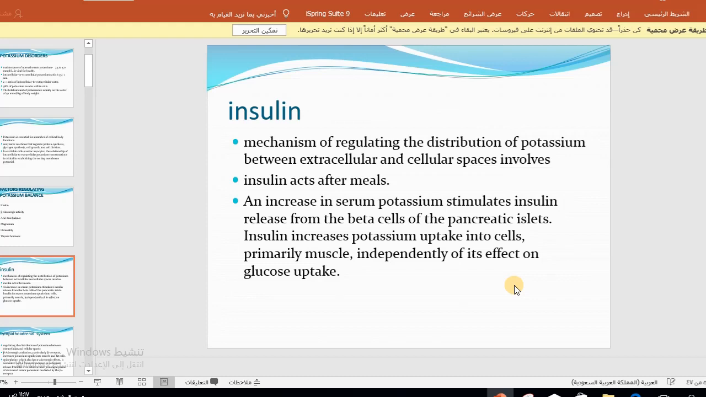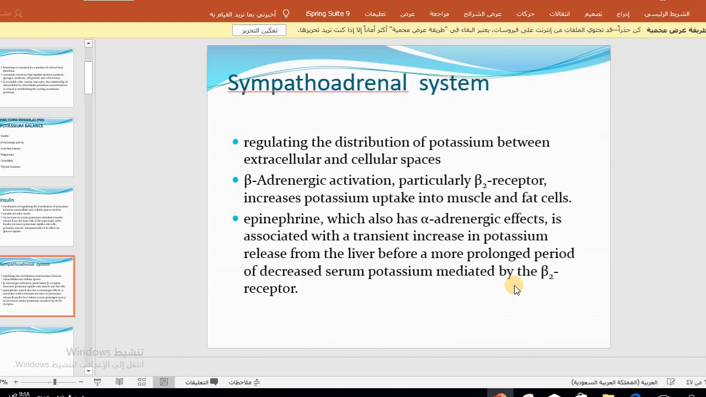So generally speaking, insulin increases uptake of potassium into the cells, and it also increases the uptake of glucose into the cells. But this is by independent mechanisms. But the channels for potassium and glucose open at the same time.